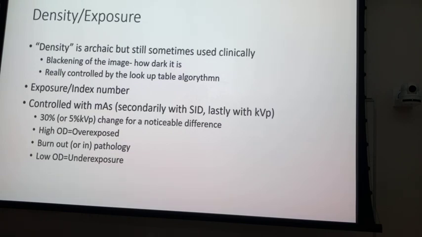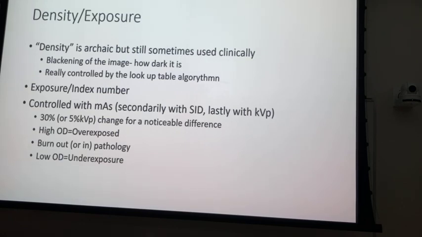Whereas with screens and films, it was evident on the image. The darker the image, the more dense it was. So if you overexposed the patient considerably, then you got an image density that was too high. You don't really see that anymore. It's all about the index number. It's the overall blackening of the image, how dark the image is, and this is the image as a whole.